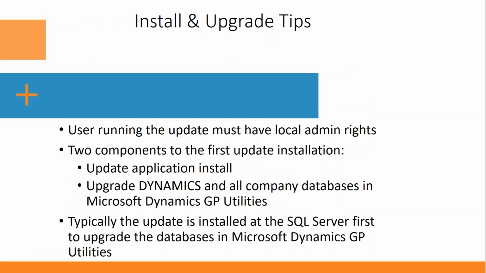When you're running the updates, you must have local admin rights or be able to run as administrator when you do the installation. If you don't have local admin rights and you're just a user on that machine, the install will fail. There are essentially two components. You need to update the application itself, that's the software that's going to be used. And then you upgrade Dynamics in the company databases using the Dynamics GP utilities.